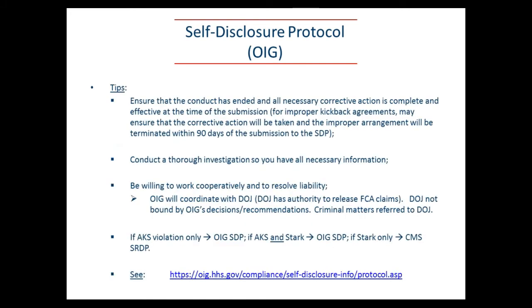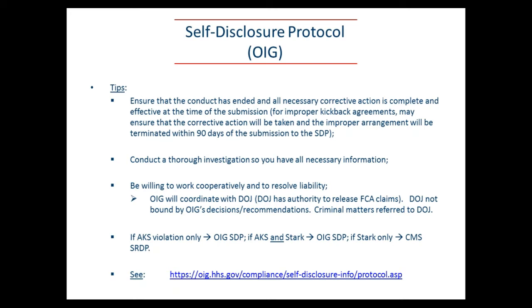Here are some tips of things to consider if you're going down the route of the OIG protocol. You want to make sure that you've stopped the conduct. And that pretty much applies to any potential overpayment issue. One of the first things you want to do is stop the conduct, cut the liability, cut the quote-unquote bleeding. You want to make sure all necessary corrective action has been put in place. And the way to do that is to conduct a very thorough internal investigation, and we'll talk a little bit more about that in a few minutes.